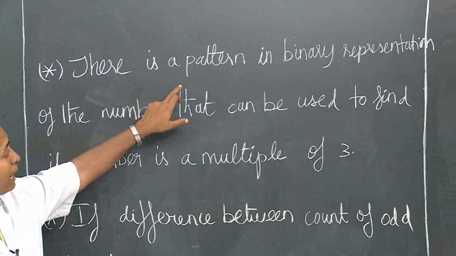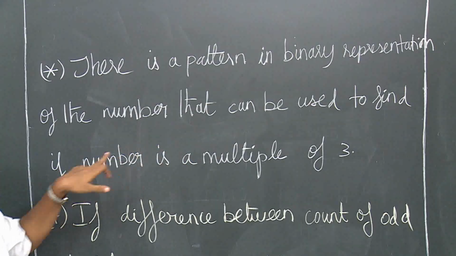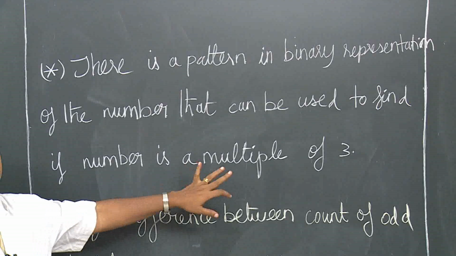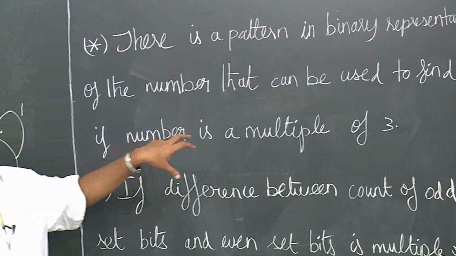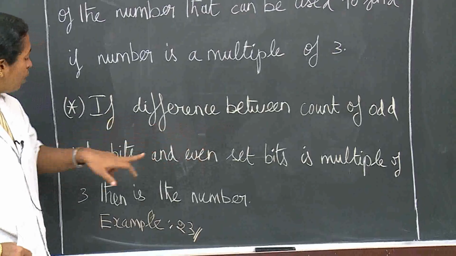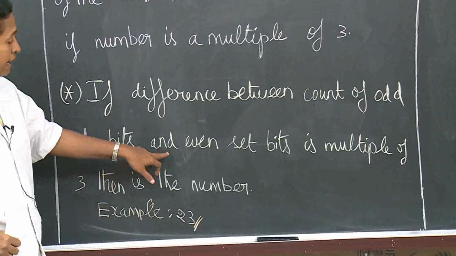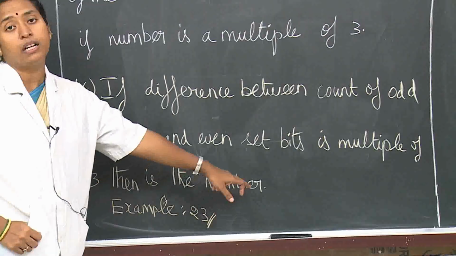There is a pattern in the binary representation of the number that can be used to find if the number is a multiple of 3. If we have zeros and ones, we can find whether it is a multiple of 3 or not. How? If the difference between the count of odd set bits and the even set bits is a multiple of 3, then the number is a multiple of 3.